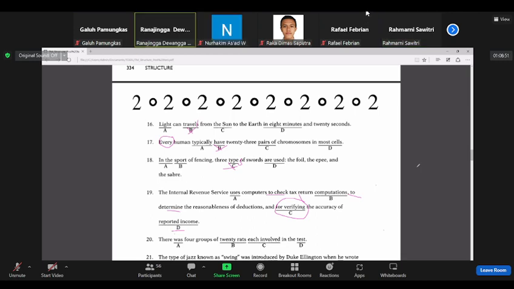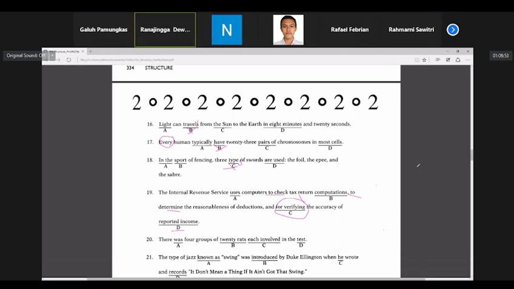Yes, ma'am. My answer is A. There was 4 groups of 20 rats, each involved in the test. Yes. So it should be there were plural because here we have 4 groups.